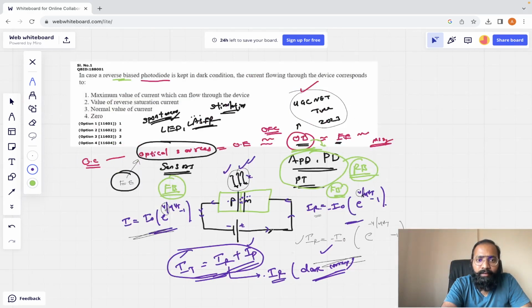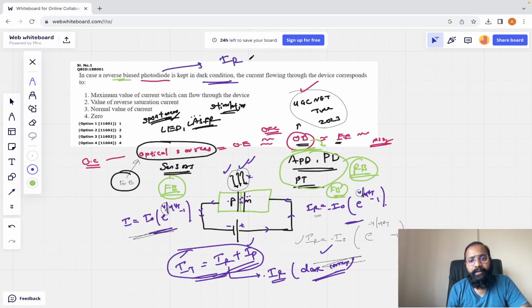Okay, so now let's go to the question. In case a reverse biased photodiode is kept in the dark condition, the current flowing through the device corresponds to, now you guys tell me, in the dark condition, the current flowing through the photodiode is called what? Dark current. Correct? Dark current. And once exposed to the light, the photocurrent is also added to the dark current, which leads to the total current.